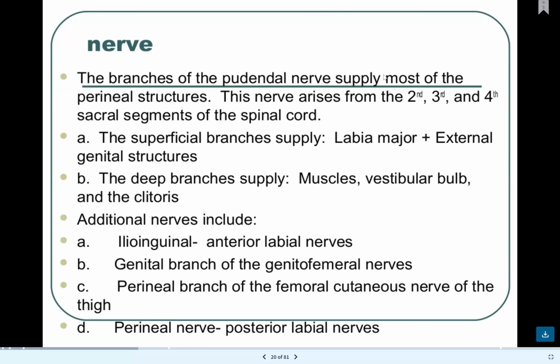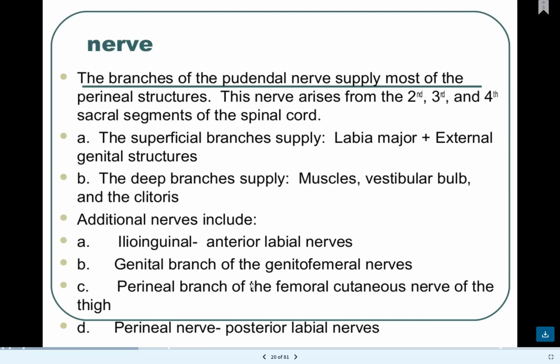So the branches of the pudendal nerve supply most of the perineal structures. And when we say perineal structures, we are talking about the genitals and so on. This nerve arises from the second, third, and fourth sacral segments of the spinal cord. The superficial branches will supply the labia majora and the external genital structures. The deep branch of the pudendal nerve will supply the muscle, the vestibular bulb, and the clitoris of the female perineal section.